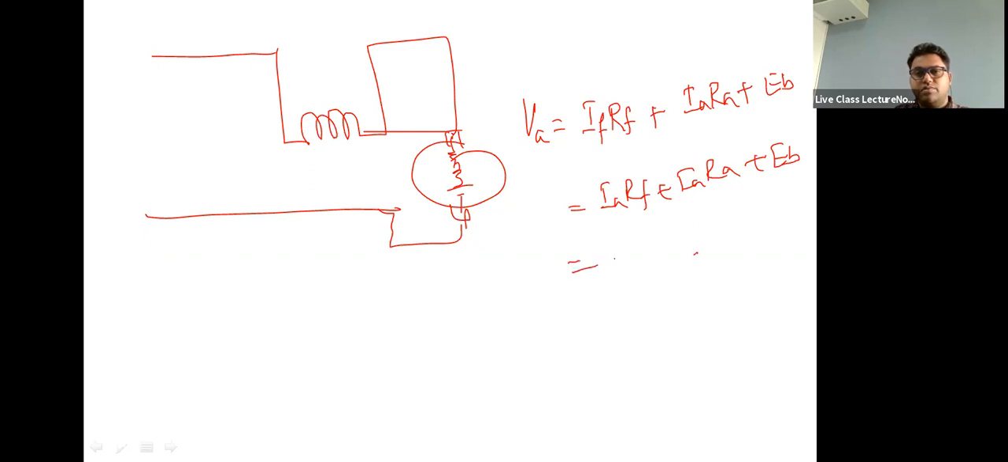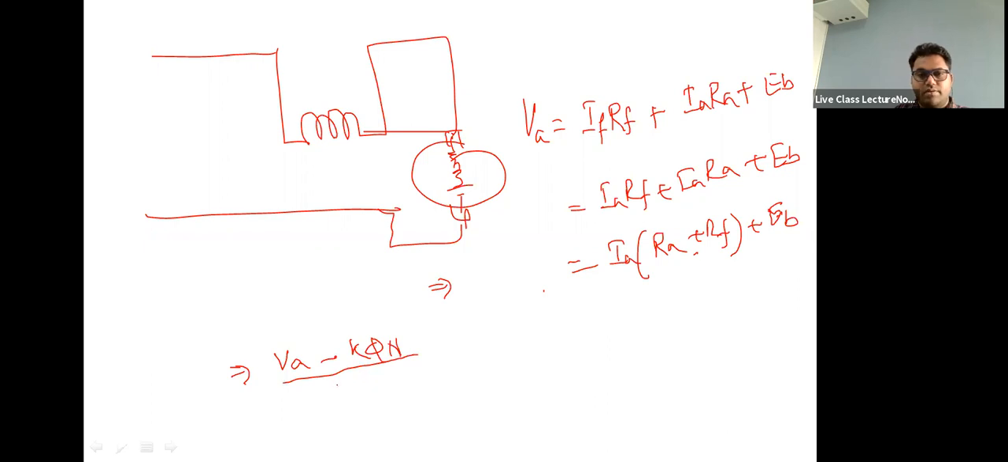So let me go to this. I_A, you take common, R_A plus R_F, plus E back. So E back will consist of V_A minus E back. So E back will be K phi N, divided by I_A, will be equal to R_A plus R_F. So what are we comparing?